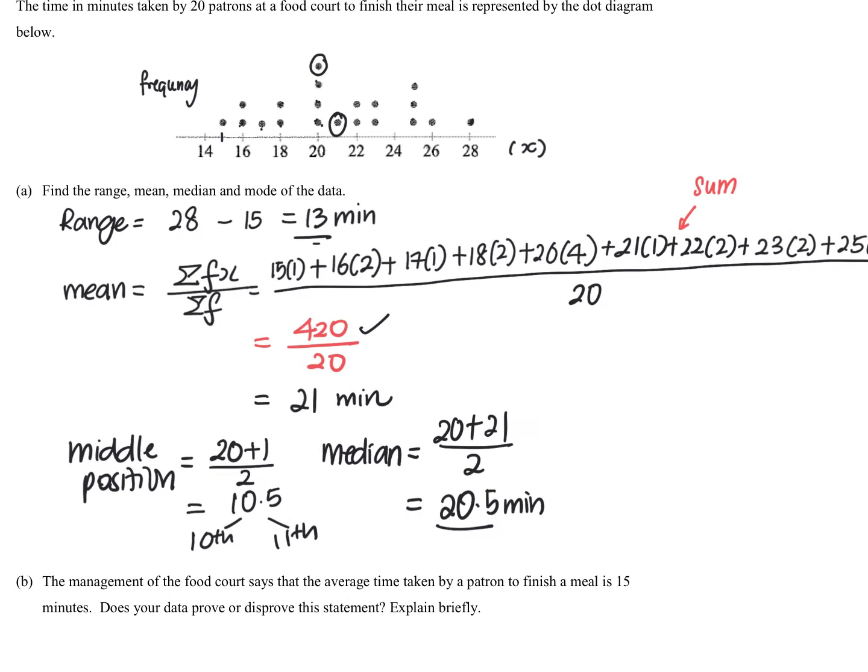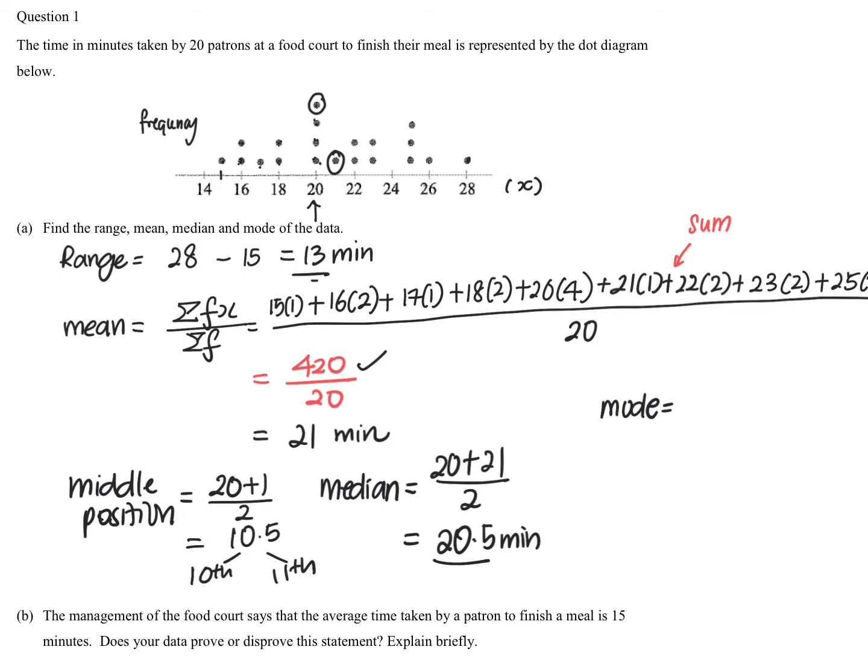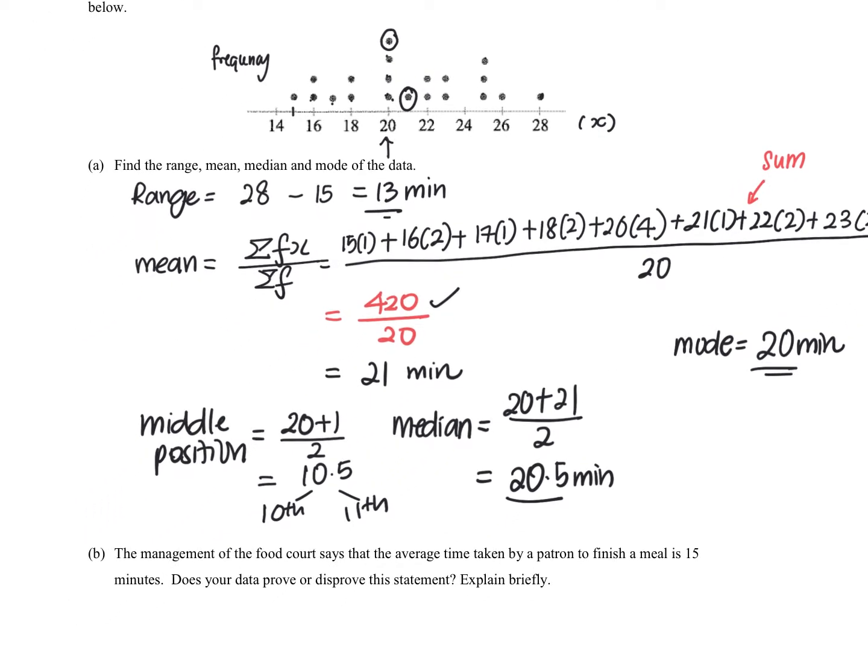So next one, what do you mean by mode? Mode is the data with the highest frequency, the number that is repeated the most often. So in this case, you see this one, 20, has the highest frequency, so the mode will be 20 minutes. Have you gotten the concept for these few parts?